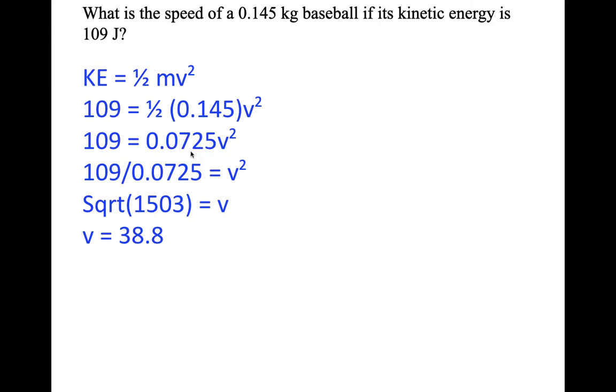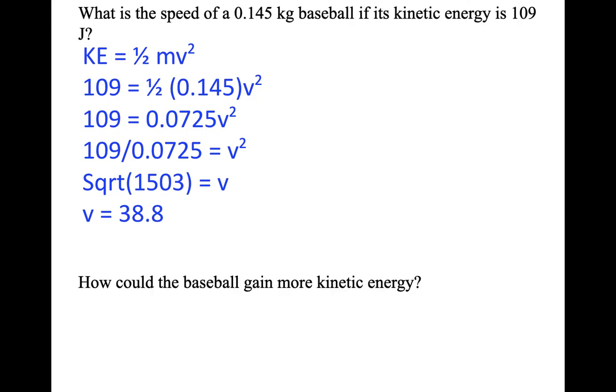And then I'm going to get that value over to the other side, so I get v by itself. So I'm going to divide by 0.0725. I get 109 divided by 0.0725, and that gives me 1,503. Now, I don't want v squared, I want v. So to get rid of the v squared, sorry, I couldn't find the function for it, I need to take the square root of that value. If I take the square root of 1,503, I should get a value of 38.77, so about 38.8.